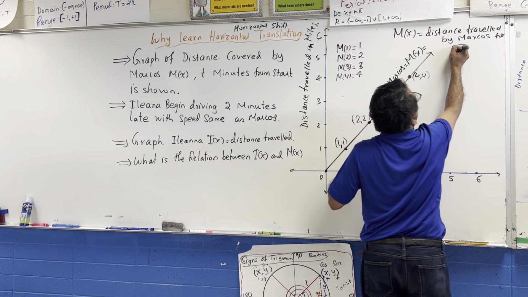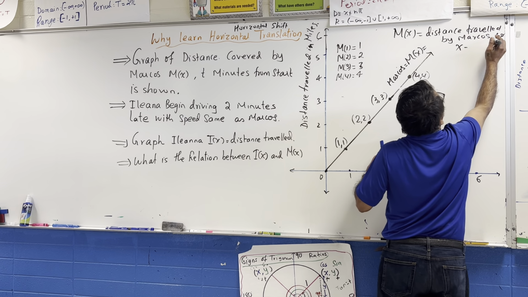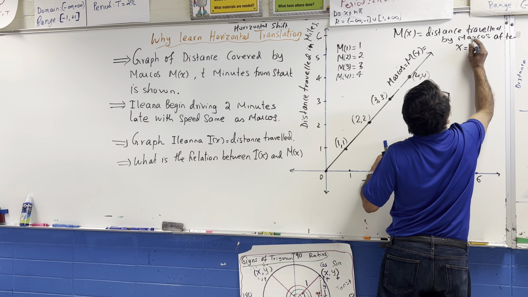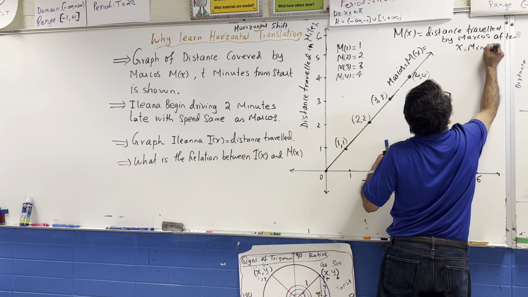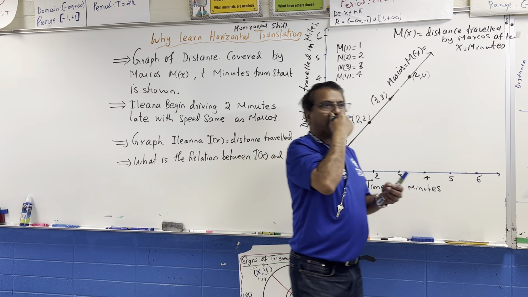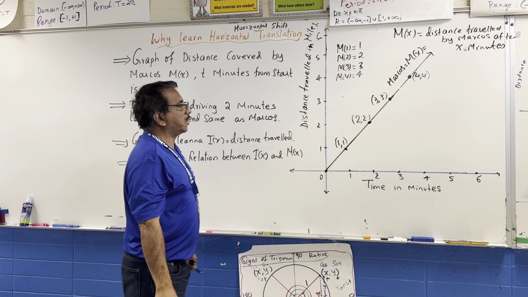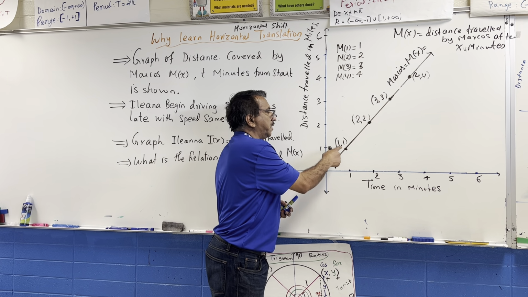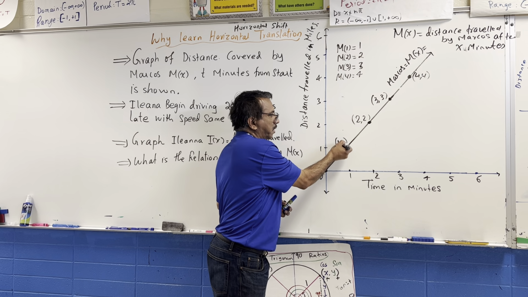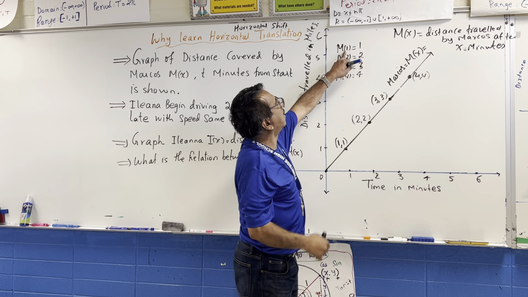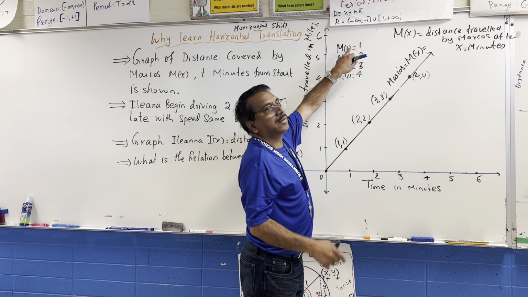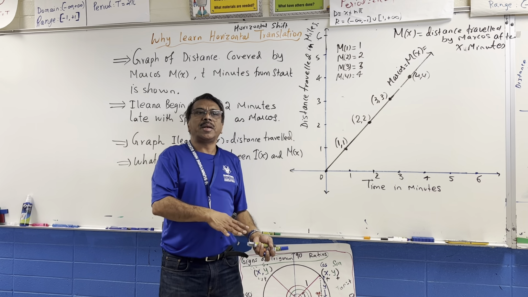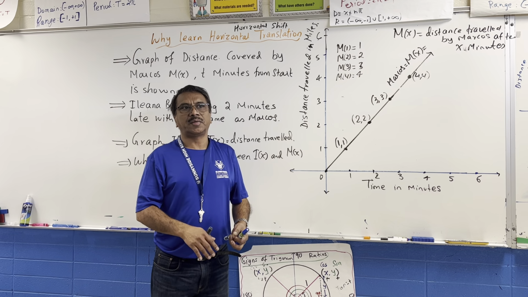after x minutes. Is that okay? So this point basically means after 1 minute, the distance traveled by Marcus is 1 mile. And that's what I showed you right here. M of 1 is 1. That means there's an ordered pair, 1, 1. 1 minute, 1 mile covered, distance traveled.